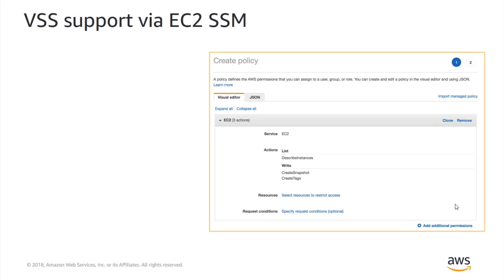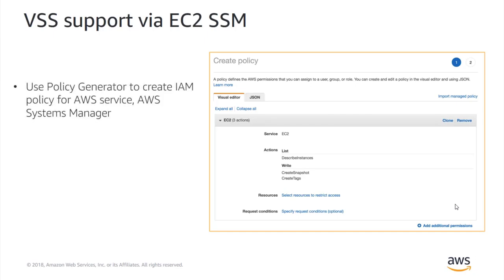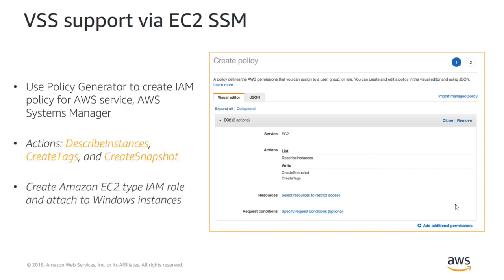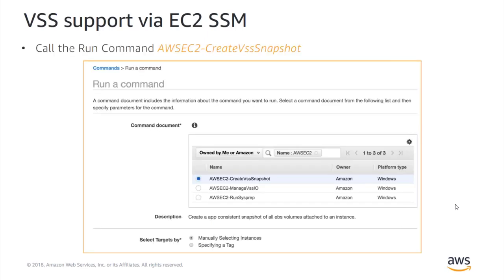As I mentioned earlier, if you have Windows instances running applications that integrate with VSS, then you can take application consistent snapshots across all of the volumes attached to your instance. To do this, you'll need to either create an IAM policy or update an existing policy with the appropriate actions and ensure it's attached to your Windows instance. From there, you can take VSS-enabled snapshots on Windows by calling the AWS Windows Create VSS Snapshot Run command.